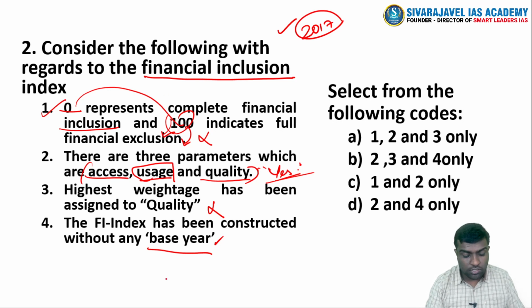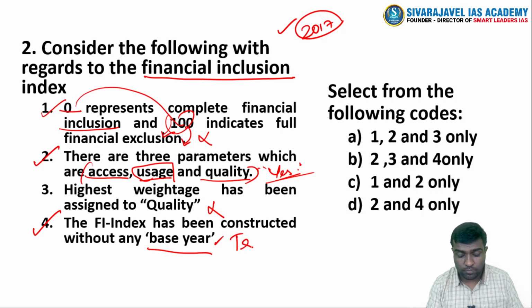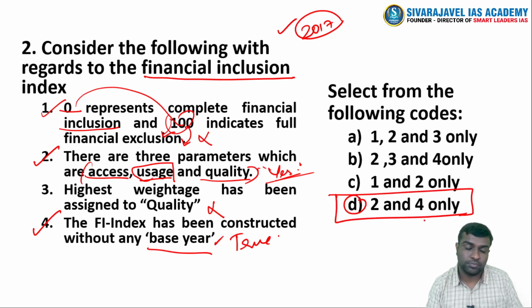So in the light of these 4 statements, what will be the correct statement? Second statement is the correct statement, and fourth statement, even though it might seem to be absurd at your first reading, be careful because this is a true statement. So 2 and 4, that is option D, will be the correct option for this question.